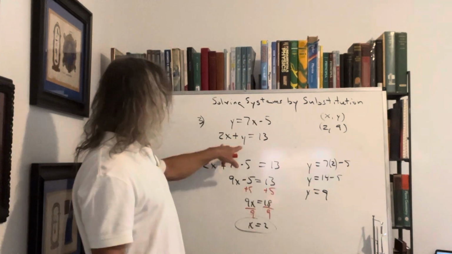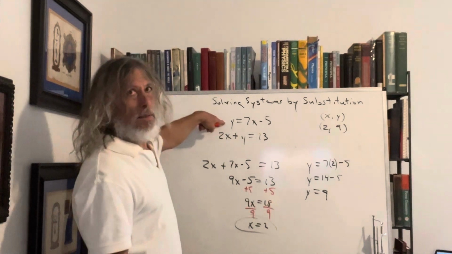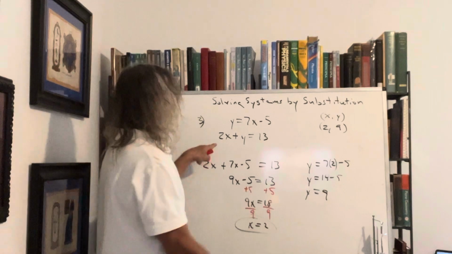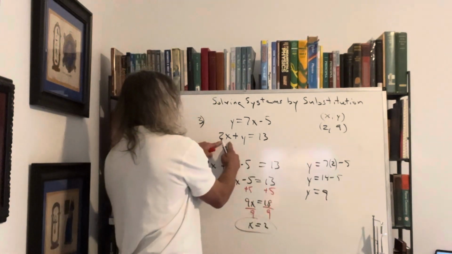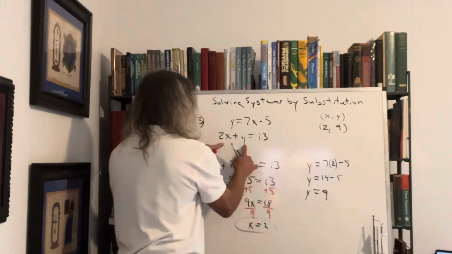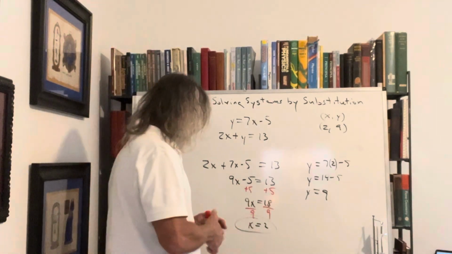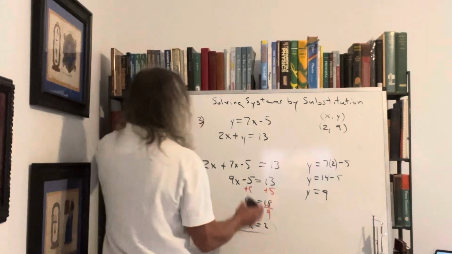We can try it in this one. We know it works in this because that's how we got it, unless we made a mental math mistake. So you might want to check it. But 2 times 2 is 4. 4 plus 9 is 13. So good. Okay. Next.